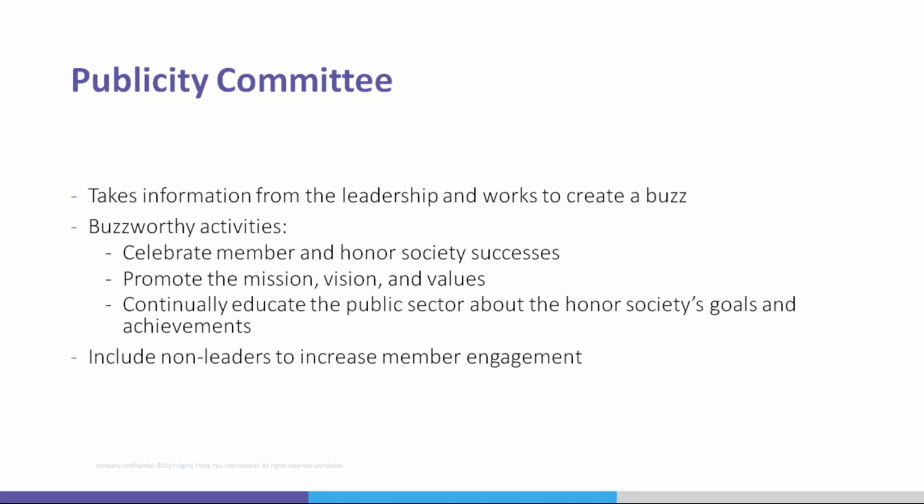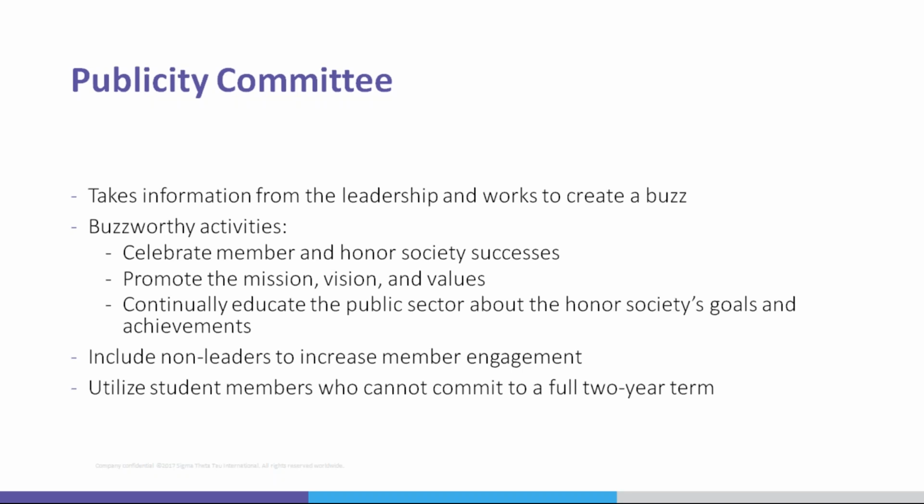Try to include members who do not already hold a leadership position to increase member volunteers and member engagement. You could consider utilizing student members who cannot commit to a full 2-year term, but still want to volunteer their time. You could also use members who work or volunteer in the community, such as with other nursing organizations or at local hospitals. Remember that your new members are excited when they are first inducted, so consider harnessing that excitement for this purpose.